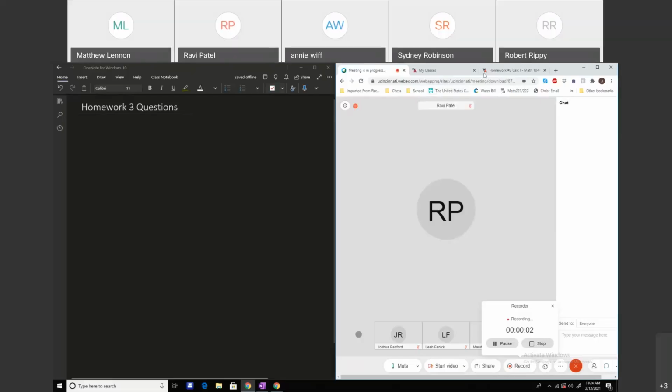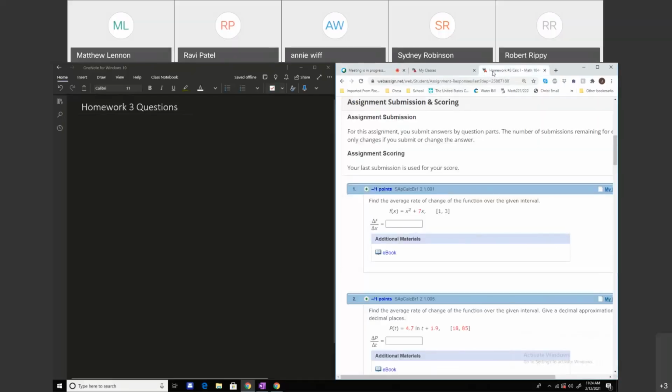Okay, so let's get going. We start off looking at average rate of change. Remember, that's essentially just the slope formula. You just have to figure out what the y values are first.